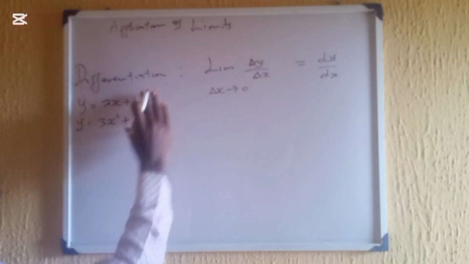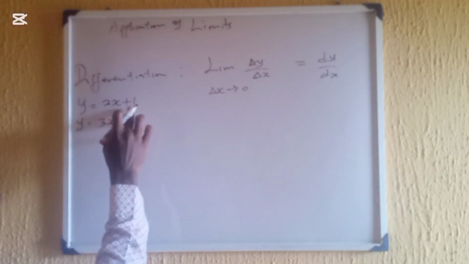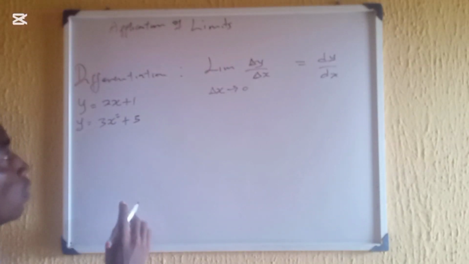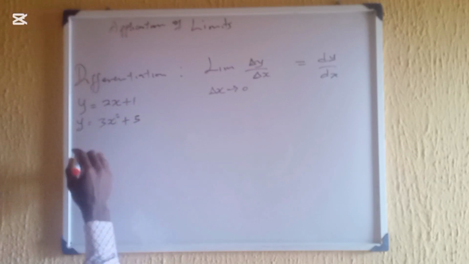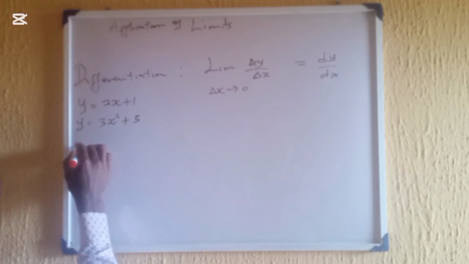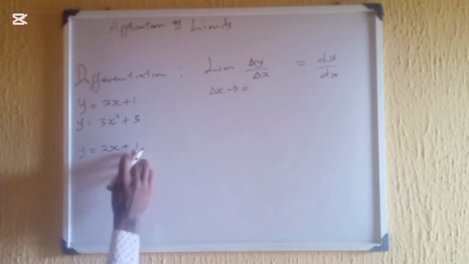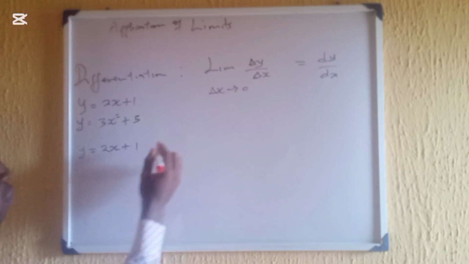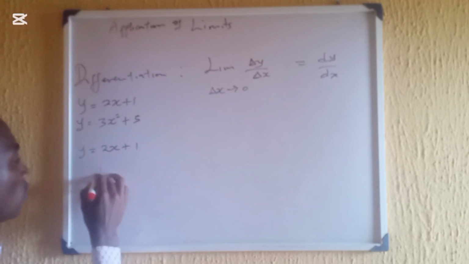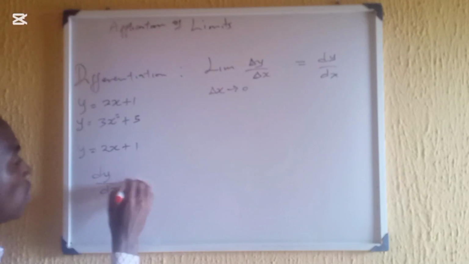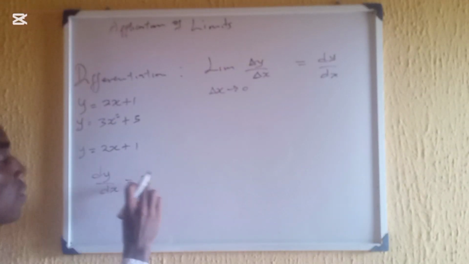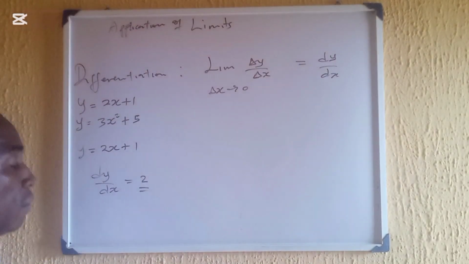So we have two functions here. The first one, y is equal to 2x plus 1. Normally, to differentiate a polynomial, what do we do? In the case of y is equal to 2x plus 1, we differentiate 1, we have 0. We differentiate 2x, we have 2. So dy/dx is equal to 2. You notice that we'll get the same answer, that's 2, using this definition.